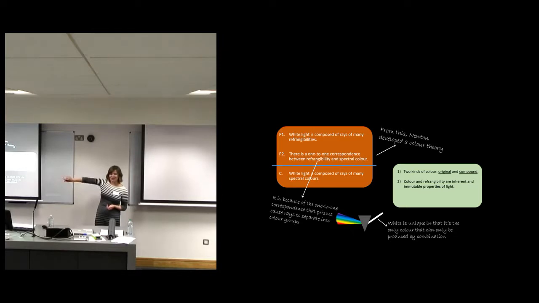And so in this sense, white light is unique in that there is no original color of that kind, or there are no original rays of that kind. So white light is the only kind of color that can be produced by combination and not by isolation.